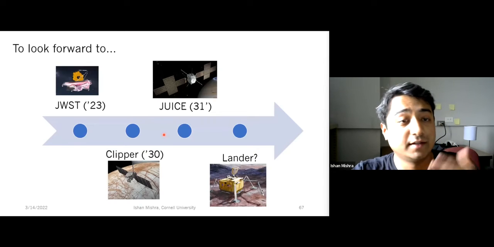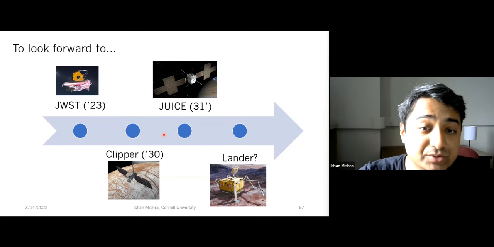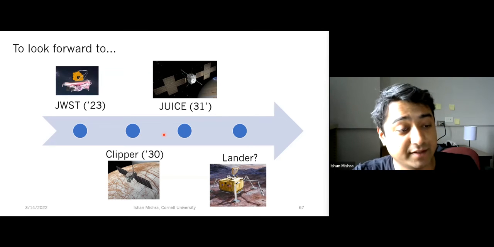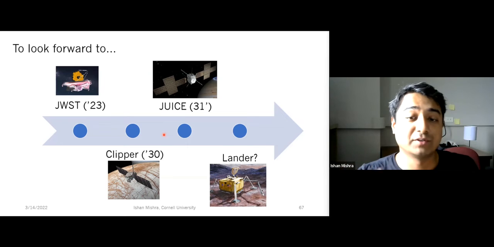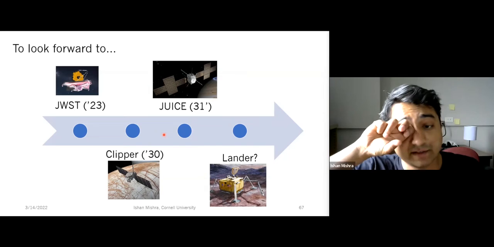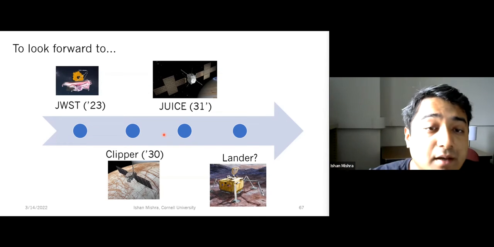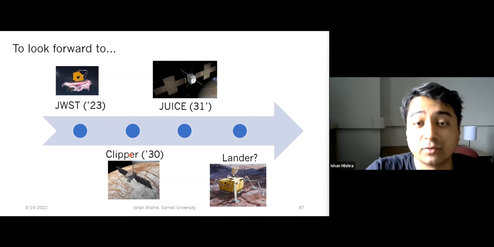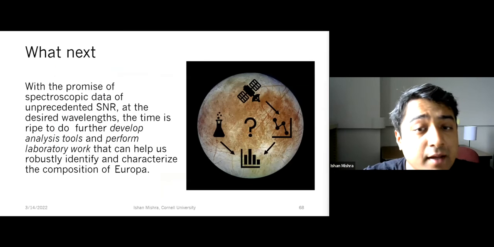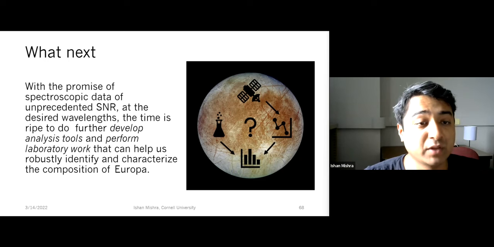Okay, so to conclude, interesting observations coming up from James Webb, Clipper, JUICE, hopefully a lander that can give us a more multi-pronged analysis of the spectrum we are seeing, in terms of looking at it and also doing spectroscopic analysis and other kinds of analysis. But for now, Clipper is definitely going to bring the next revolution in what we know of Europa's surface.